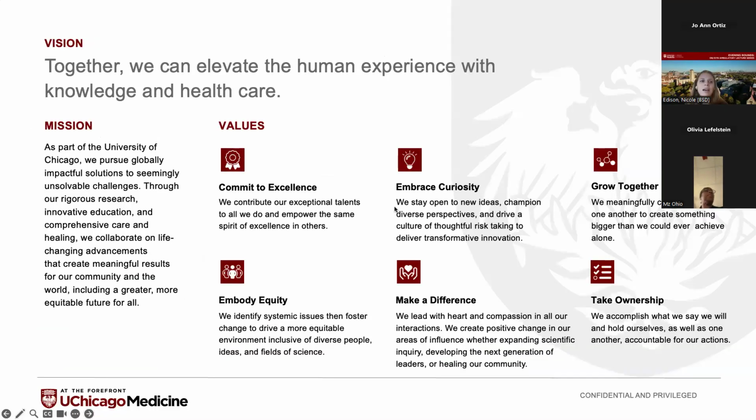So this is just a slide going over again our vision and our mission statement and values here at University of Chicago. And hopefully I think that starting to find these patients and manage them individually really embodies a lot of that.